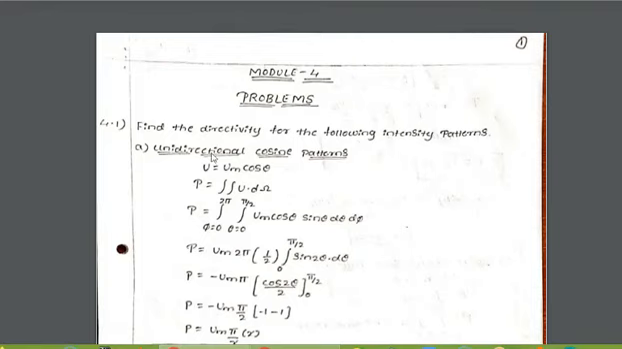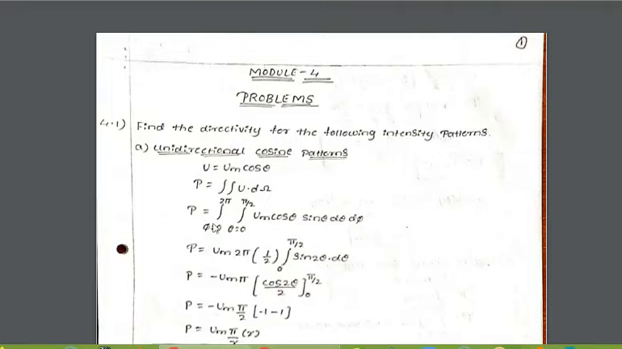Directly, this kind of question will be asked in the examination, that you have to find the directivity of a unidirectional cosine pattern. At that moment you have to assume that U is equal to Um cos theta. Now we have to find the directivity, capital D.